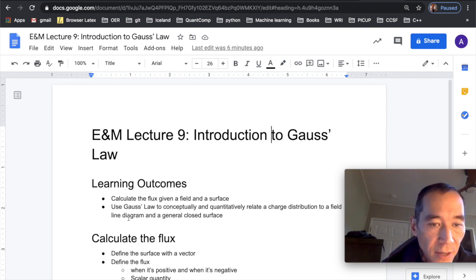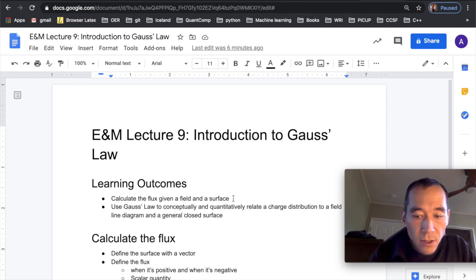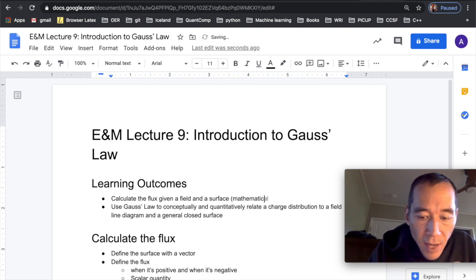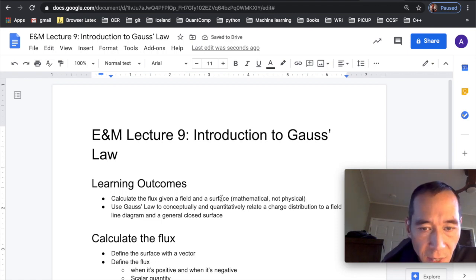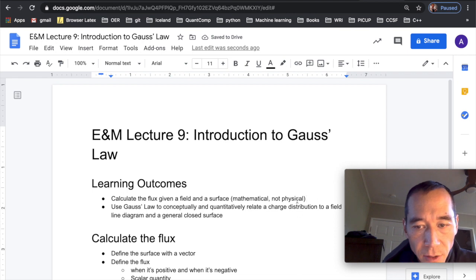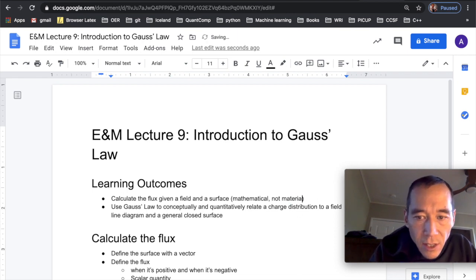So there are learning outcomes. There's two of them. One of the things you need to learn how to do is to calculate the flux of a given field through a given surface. So this surface is purely mathematical and it is not physical. That is, this surface is not made out of any material.